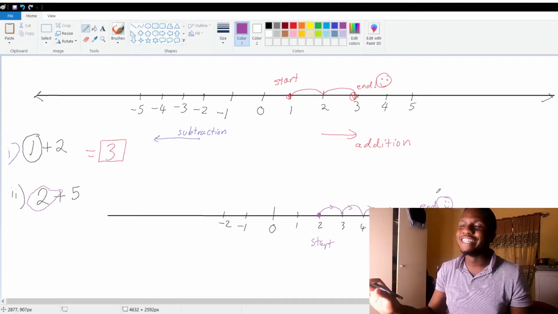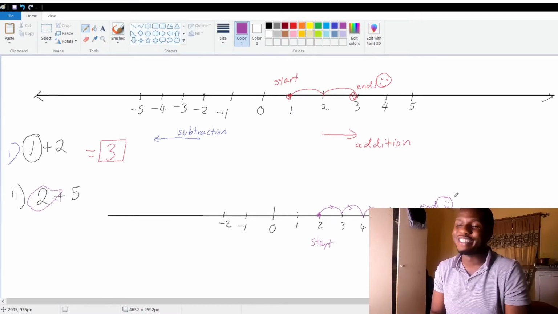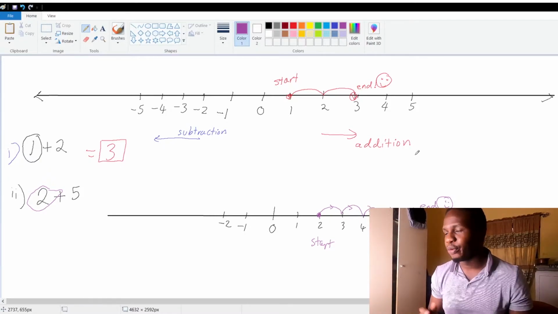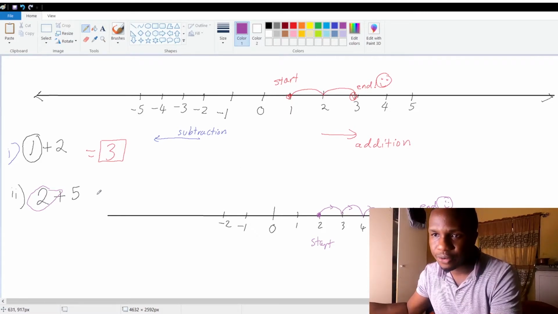Now, if you're submitting this for your teacher in school, do not draw a smiley face. If you did it for me, I'll probably laugh, but the smiley face is just to show that we've reached the end point. So what is our answer? 2 plus 5 is indeed 7, okay? So 7 is the correct answer.